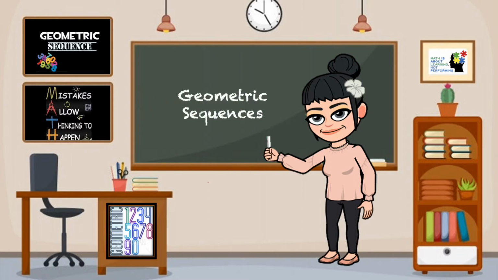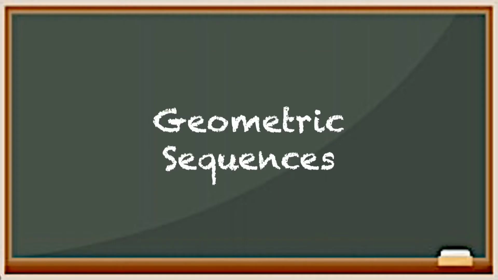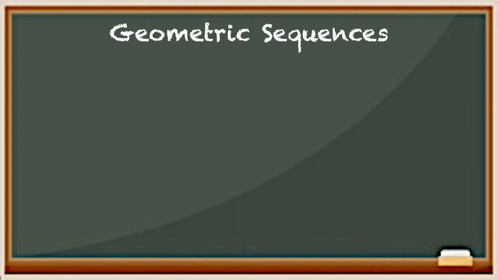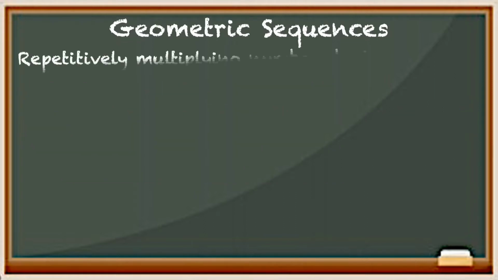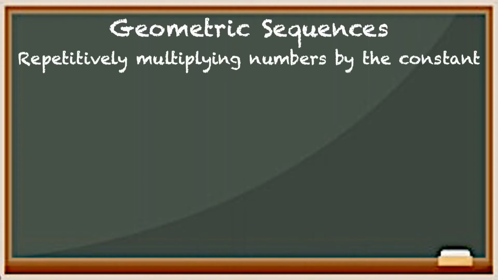We're going to be going over an introduction to geometric sequences. So, what are geometric sequences? Going off of what we learned about sequences and arithmetic sequences from my peers, we can derive the following definition. A geometric sequence is a sequence of numbers where each term after the first term is found by multiplying the previous one by a fixed non-zero number called the common ratio. So what does this even mean? This means that we will be repetitively multiplying numbers by the constant.